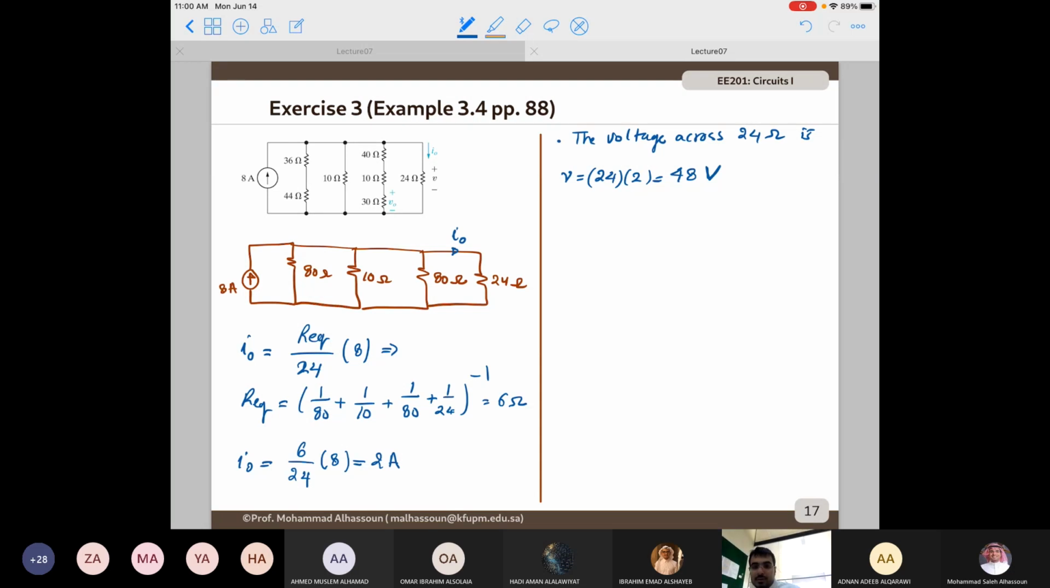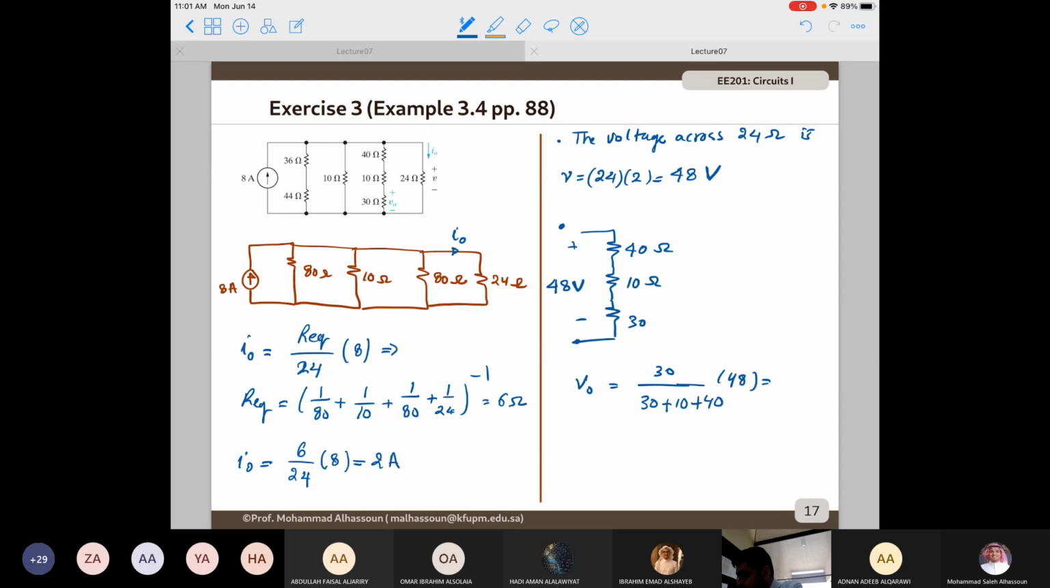And what should I use it for? Abdullah Al-Jariri. We use it to find the V node. Okay, how? We use the equation. Which equation? The Rj over Reqv. Exactly. So I have 40 now, 10, brought back to the original circuit, and then 30. And this one is 48 volts. So V naught will be 30 over 10 plus 40 multiplied by 48, and the result is 18 volts. Okay, very good.